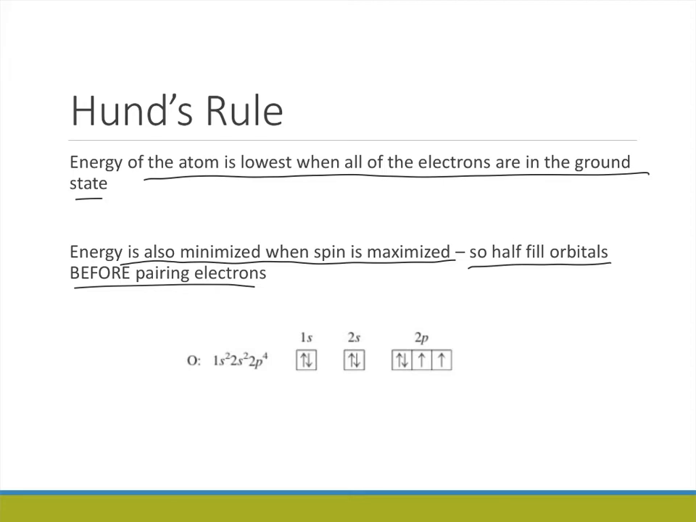As we're adding electrons to our oxygen atom, we start off in the 1s, so 1s spin up, 1s spin down, 2s spin up, 2s spin down. Now when we hit the 2p's, we could start doing spin up, spin down, spin up, spin down, but it turns out that energy is minimized if we half-fill these orbitals before we pair. So I would add spin up to this one, spin up to this one, and spin up to this one, before I'd come back and add my down arrows. So spin up, up, up before down.